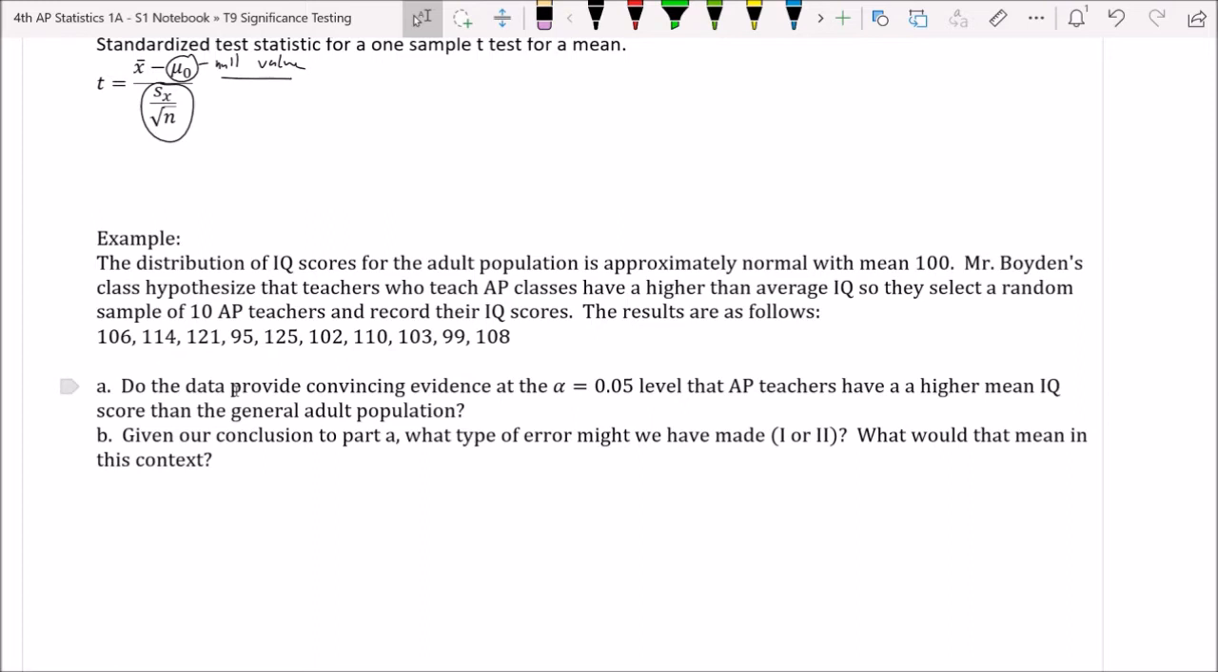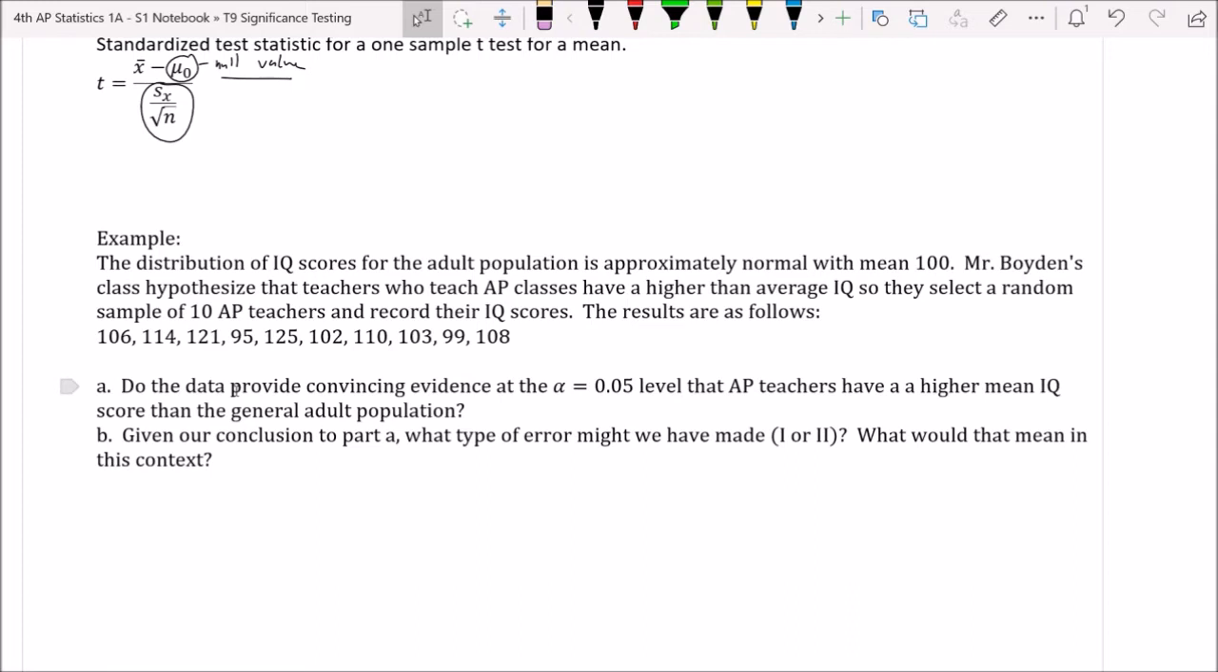Question: do the data provide convincing evidence at the alpha equals 0.05 level that AP teachers have a higher mean IQ score than the general adult population? And then they're also going to ask, given our conclusion to part A, what type of error might we have made, type 1 or type 2, and what are the possible consequences of that in this context?